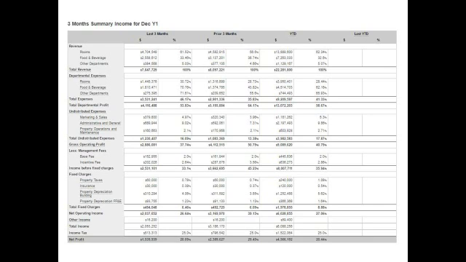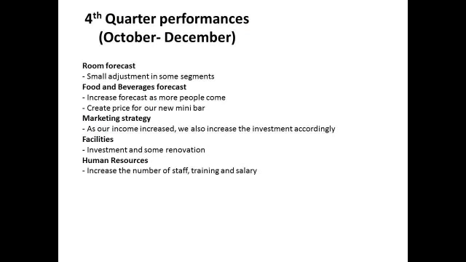Marketing is also increased to keep our marketing momentum high, and in some aspects which do not have great marketing momentum. We increased the forecast for the food and beverages significantly in the last 3 months, which exceeded the number of our forecasts, but the actual food and beverage demand still exceeds our forecast. For that reason, we make an adjustment again, which is to increase the food and beverage forecast.